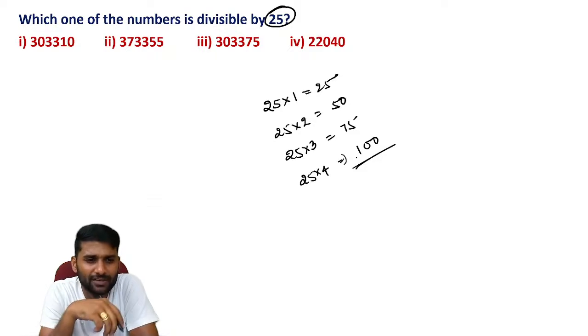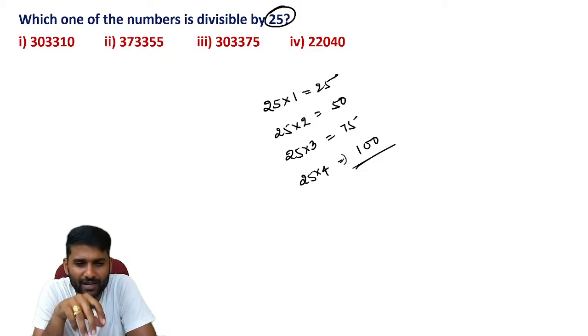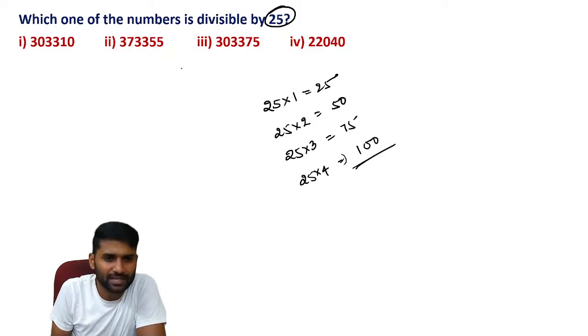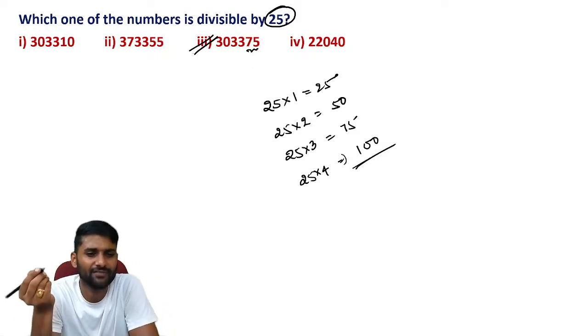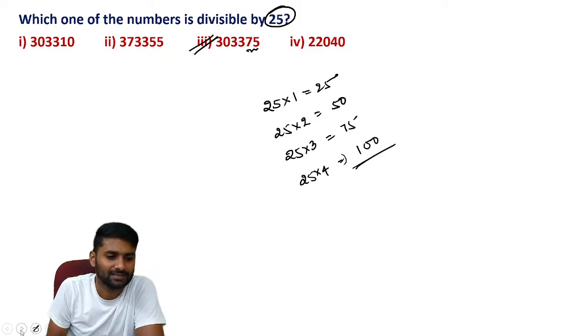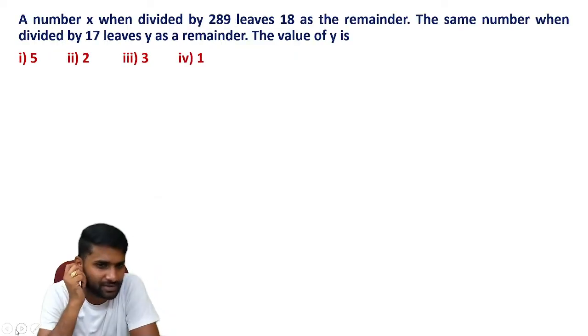So if you observe, if any number is divisible by 25, the last two digits must be 25 or 50 or 75 or double zero. If you go through the options, you can see there is one option where the last two digits are 75. If the last two digits are 75, definitely it is divisible by 25. Go through this information.